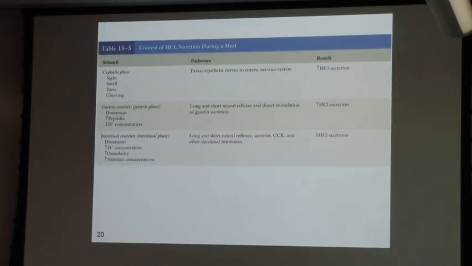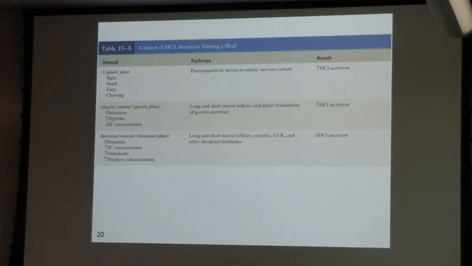So cephalic phase is thinking, smelling, tasting food, chewing food. No food has gotten into your digestive tract yet, but it's happening in your head. And we have parasympathetic nerves that trigger acid secretion by the ACh receptor in the parietal cells.